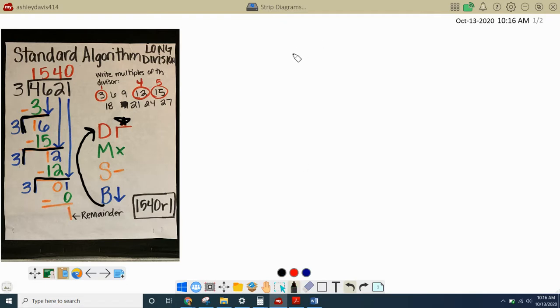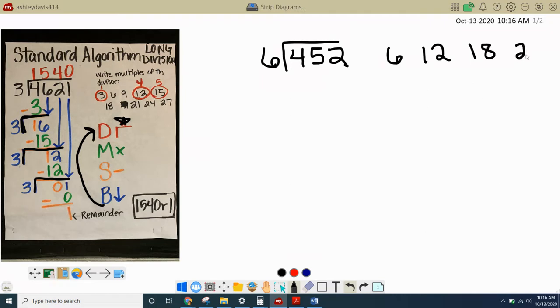All right, I'm going to do 452 divided by 6. So we put our multiples of 6 to the side. 6, 12, 18, 24, 30, 36, 42, 48, and then 54. Now, you can do this list off of your multiplication chart. This is just saving you from having to keep going back and forth to your multiplication chart.